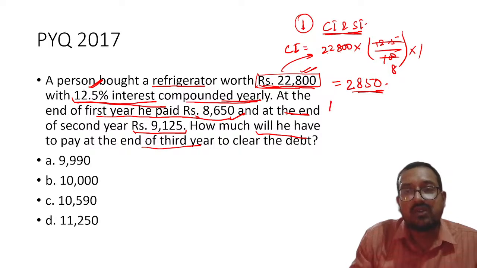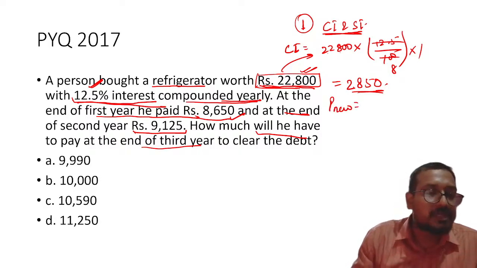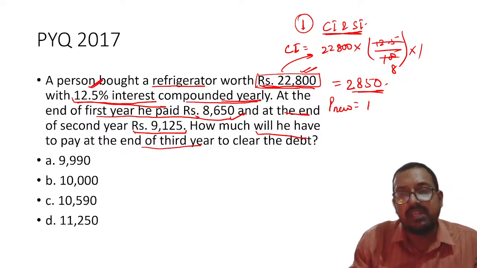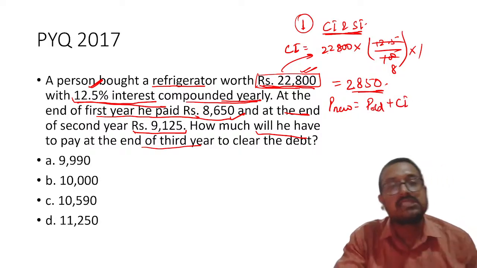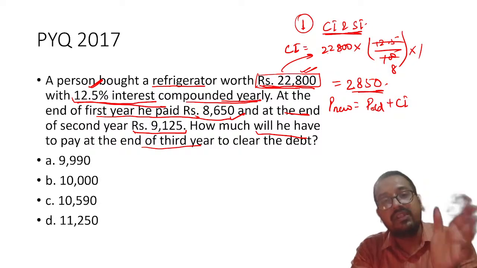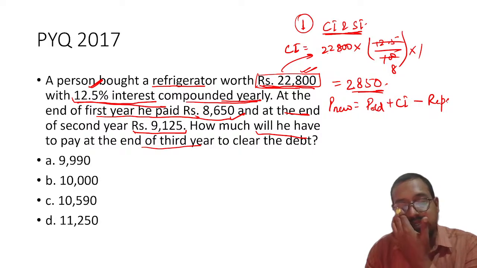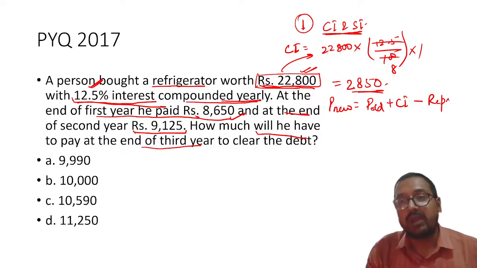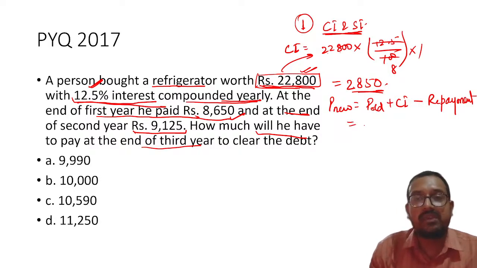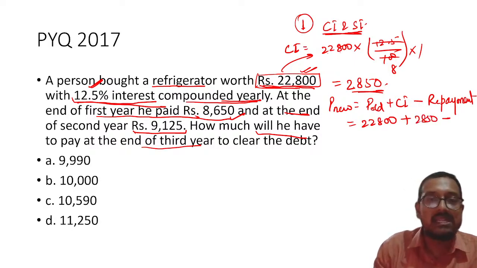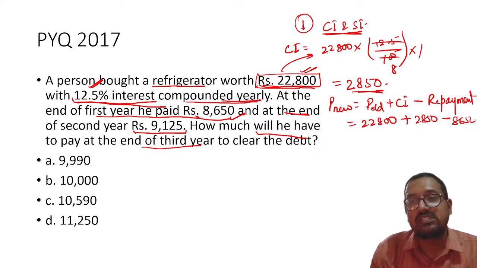So my dear students, what will be the new principal? I have told you that it will be nothing but old P plus compound interest. But here there is some part which is being repaid every year, right? So what I have to do? Minus repayment, because that will reduce the principal. Understood this thing? So my dear students, old P was 22,800 plus CI came out to be 2850 minus 8,650.